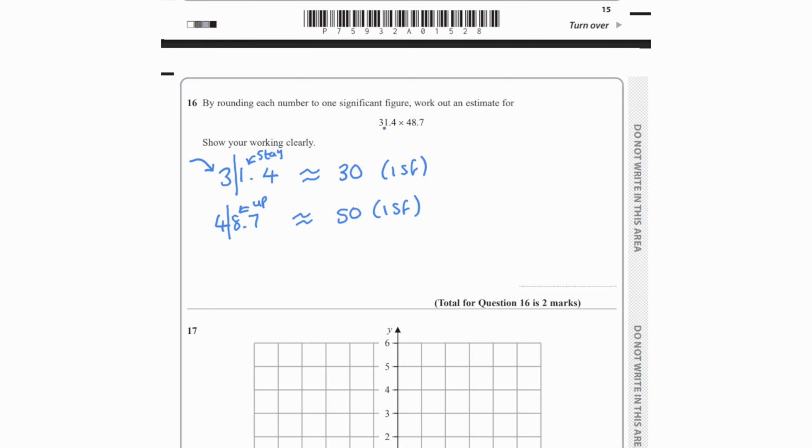Then what we can do is we can actually do this calculation with our rounded numbers. So we'll do 30 multiplied by 50, which comes out at 1,500. That is the estimate to this calculation. We could say that this calculation is approximately 1,500. Let's pop it on our answer line like that.